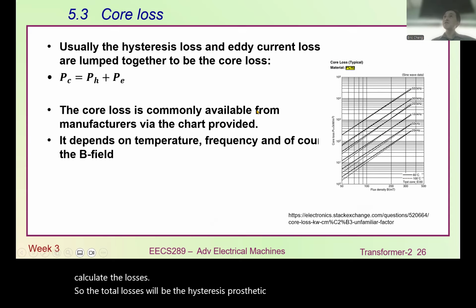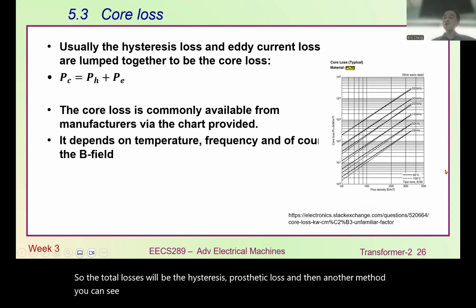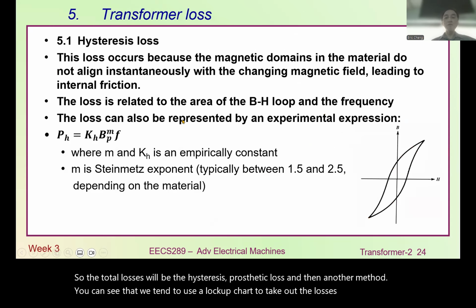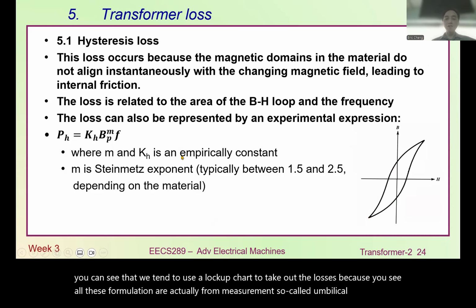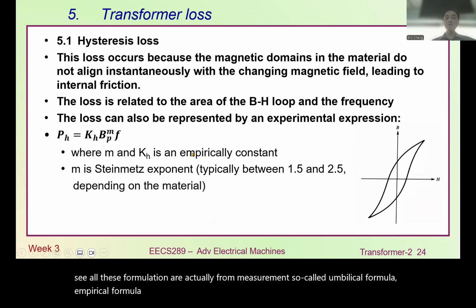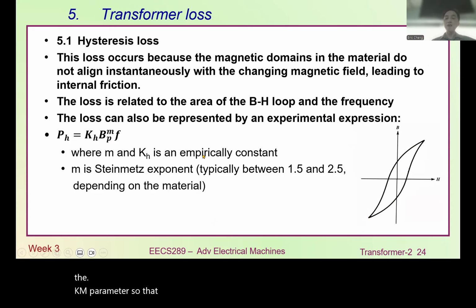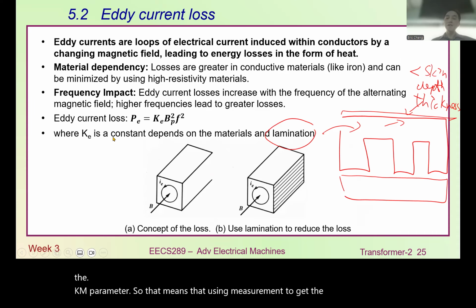And then another method: we tend to use a lookup chart to take out the losses, because all these formulations are actually from measurement, so-called empirical formulas. So we use many measurement data to fit this curve to get the Km parameter. That means using measurement to get the parameter. So also in here as well.